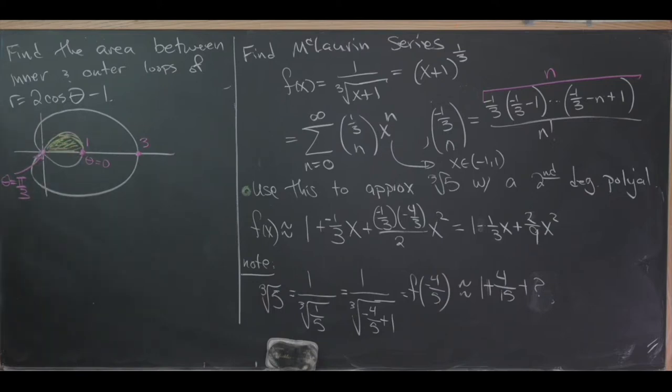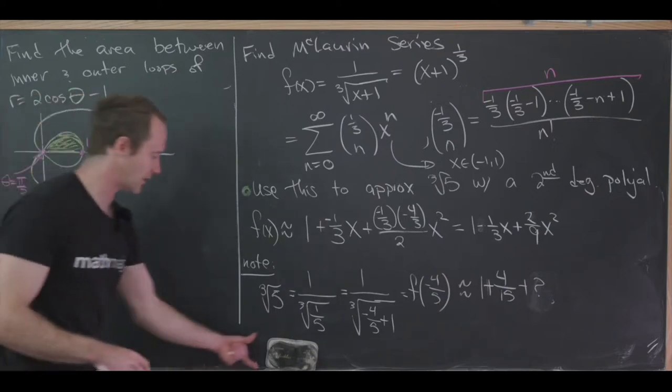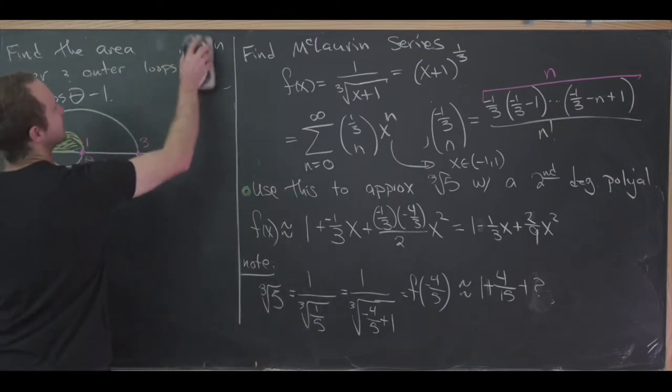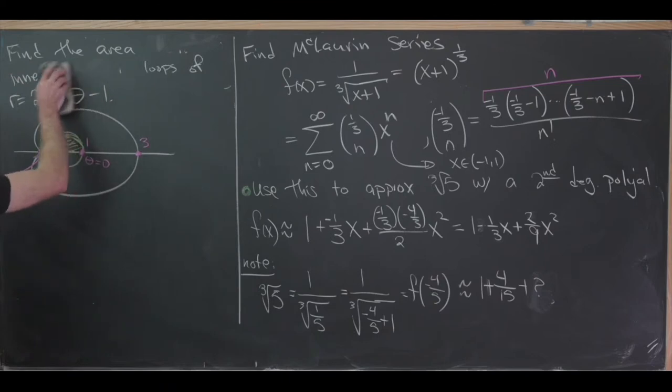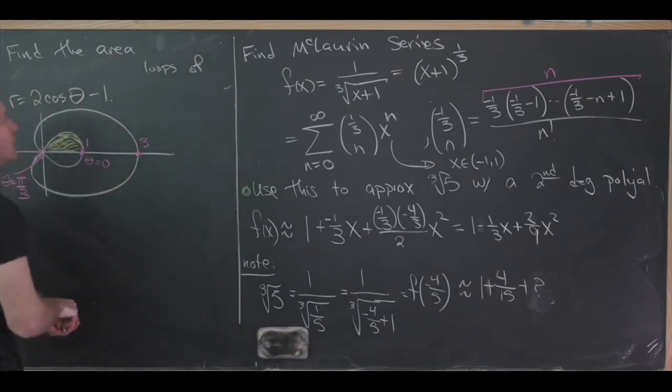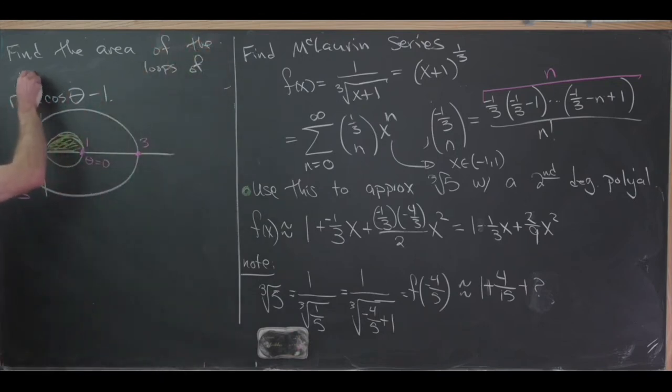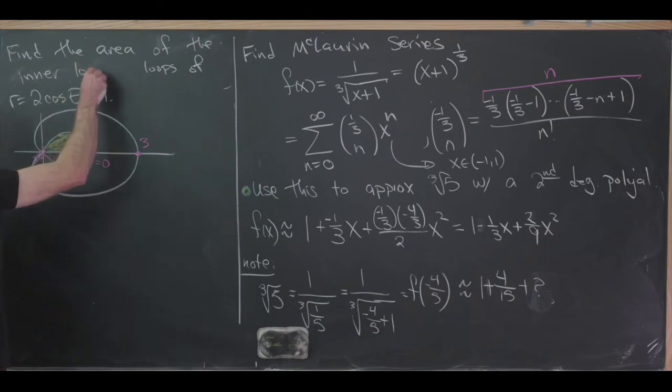Then I just realized that I calculated only the inner loop. So let's not find the area between them. Let's find the area of the inner loop. Yeah, that's what I meant to have written here. So of the inner loop. And this should give you sort of enough information to figure out the area of the rest of it as well. Okay, so let's see.